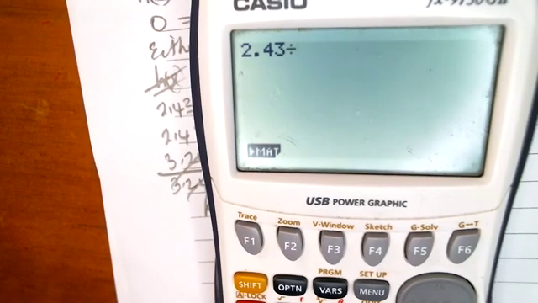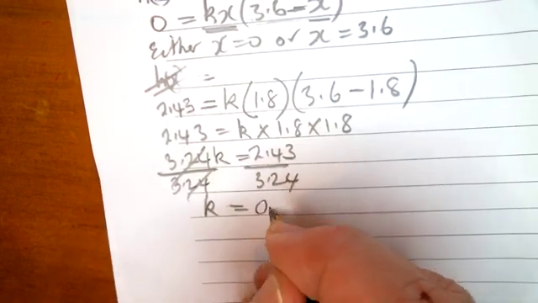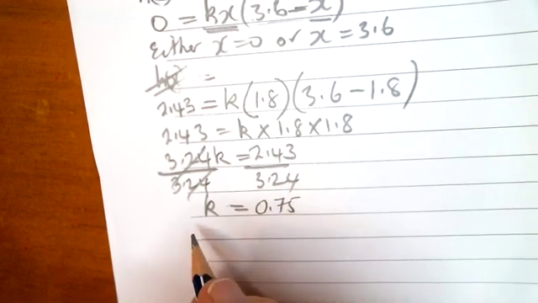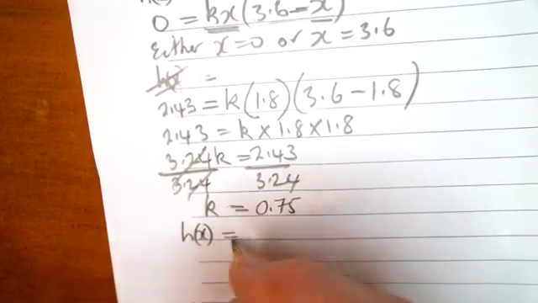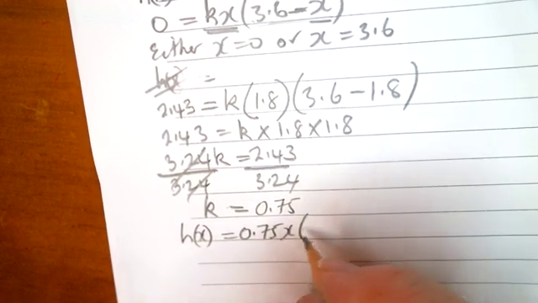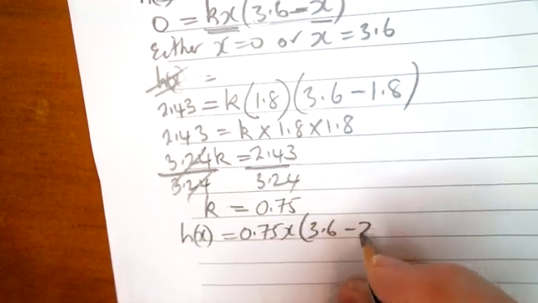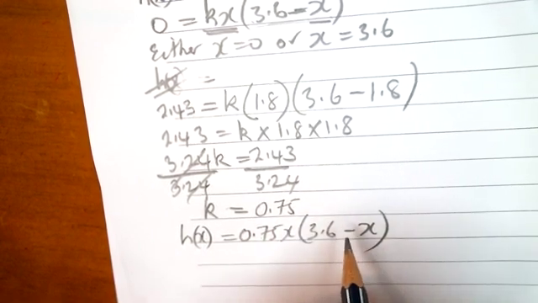2.43 divided by 3.24 is 0.75. So k is going to be equal to 0.75. So the equation we've got is h of x is equal to 0.75x times (3.6 minus x). Now, we can expand all of that out, and in fact, we should probably do that. But we also want to find this value.